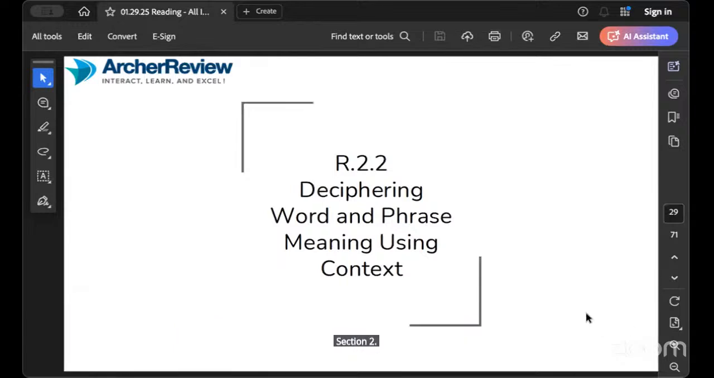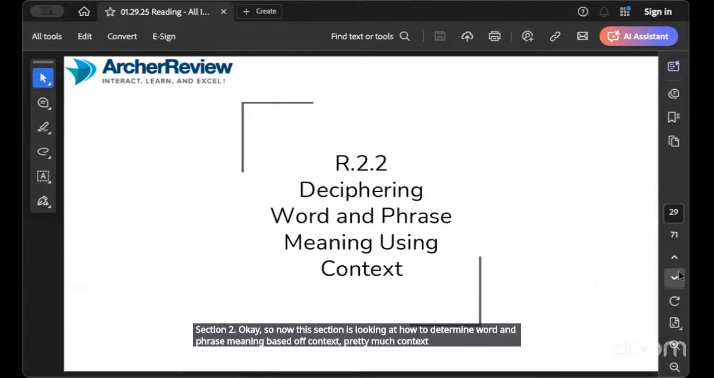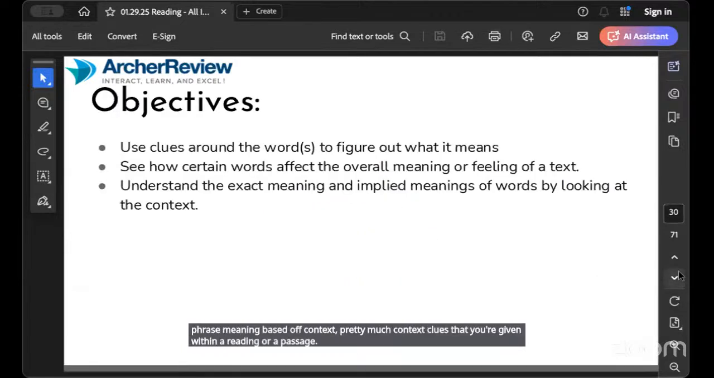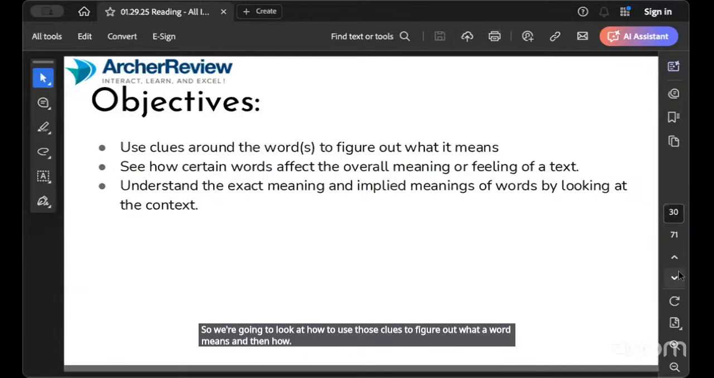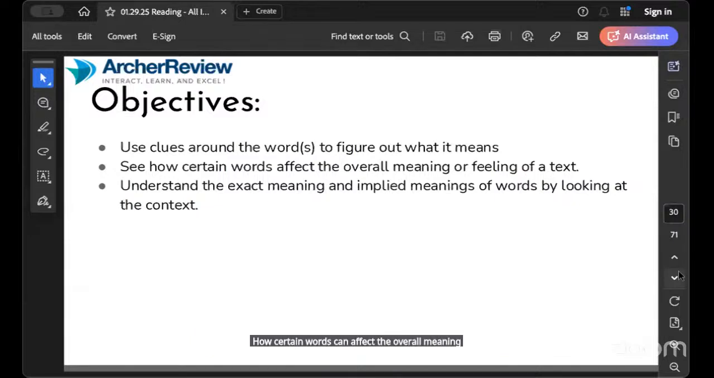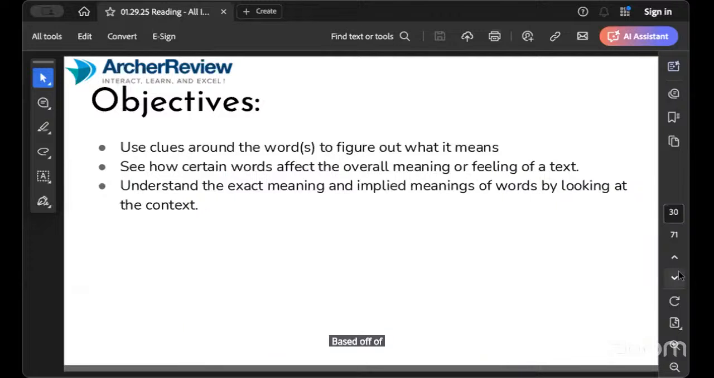Okay. So now this section is looking at how to determine word and phrase meaning based off context, pretty much context clues that you're given within a reading or a passage. So we're going to look at how to use those clues to figure out what a word means, how certain words can affect the overall meaning or feeling of a text, and then understand the exact meaning and the implied meanings. That's a big one. The implied meanings of words based off of context clues.